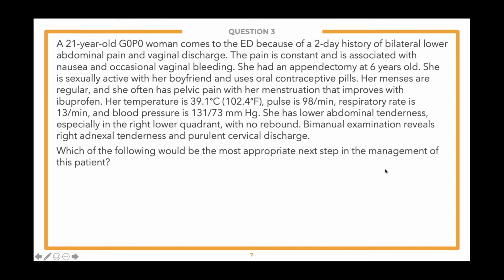Her temperature is 39.1 degrees Celsius or 102.4 Fahrenheit. Pulse is 98 per minute. Respiratory rate is 13 per minute, and blood pressure is 131/73. She has lower abdominal tenderness, especially in the right lower quadrant, with no rebound. Bimanual examination reveals right adnexal tenderness and purulent cervical discharge. Which of the following would be the most appropriate next step in the management of this patient?